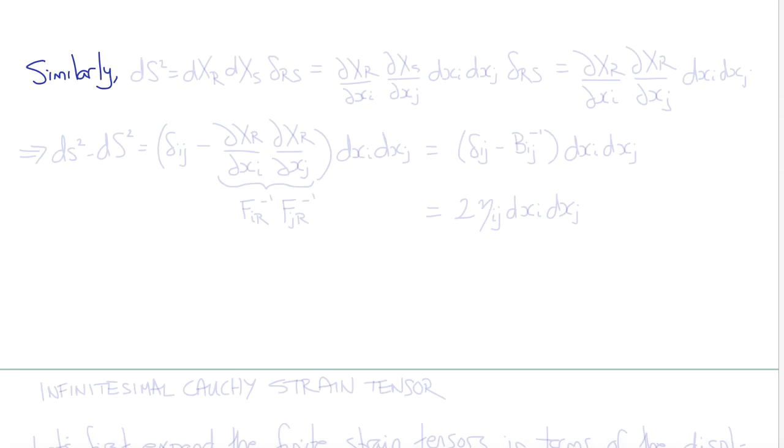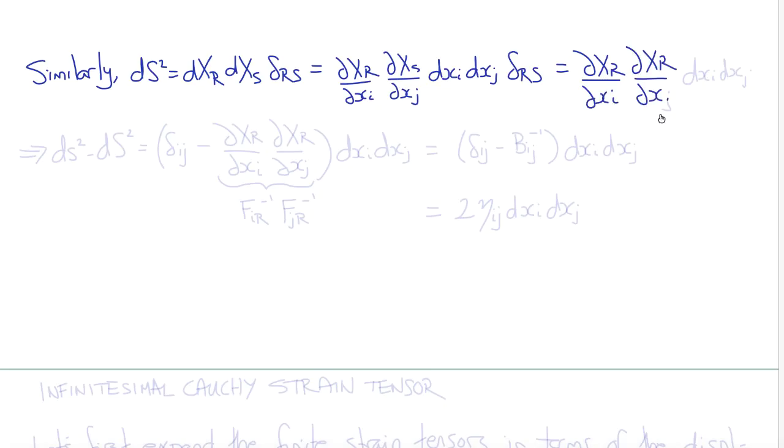Similarly, we could do the same thing, but this time we're going to convert d big S squared so that it will be with respect to elements d little xi and d little xj. So again, we'll use, this time, the chain rule, which gives us del Xr del xi, del Xs del xj, times d little xi, d little xj, delta rs, which is del Xr del xi, del Xr del xj, times dxi, dxj. You'll notice that these are actually the inverse of the components of the deformation gradient.